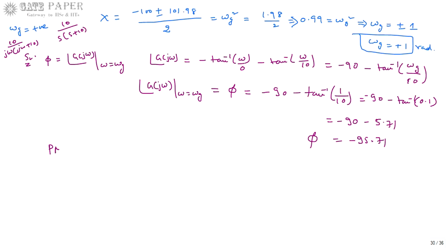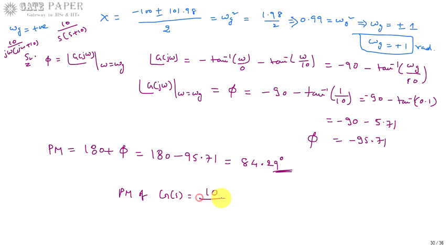Now the third step, the phase margin, is 180 plus phi. 180 plus minus 95.71 equals 84.29 degrees. So the phase margin of G(s) equal to 10 by s into (s plus 10) is 84.29 degrees. This is the right answer for the given question. Thank you.